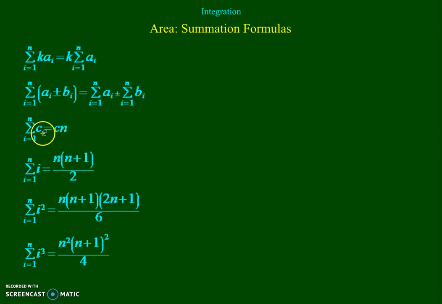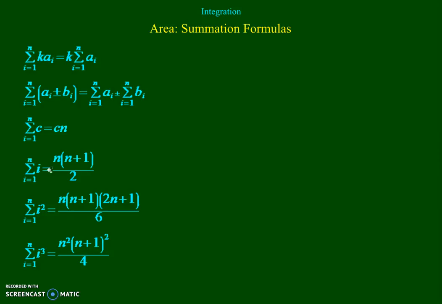The next one is a little bit more straightforward. This is just saying that if we have the sum of some constant, let's say it's the sum of 5, from i equals 1 to 5, you would just be adding 5 to itself n times. So we would just multiply that constant times that upper limit of summation. Pretty straightforward idea there. These three, not so much straightforward.